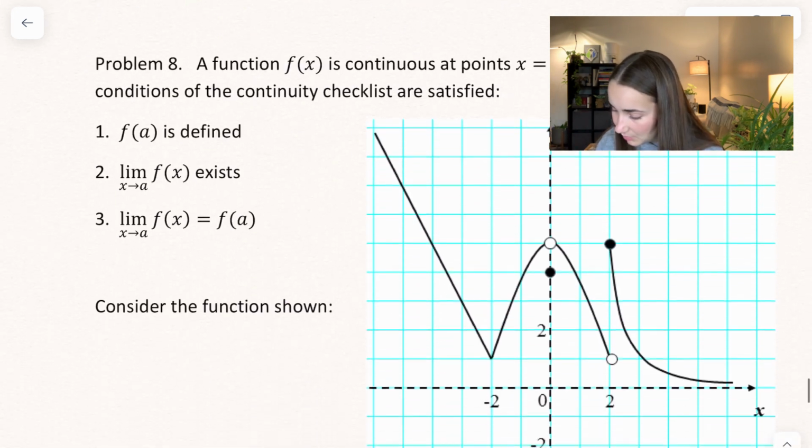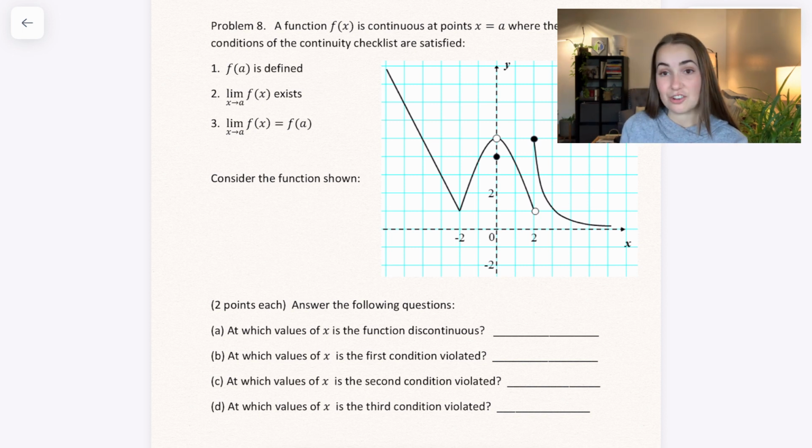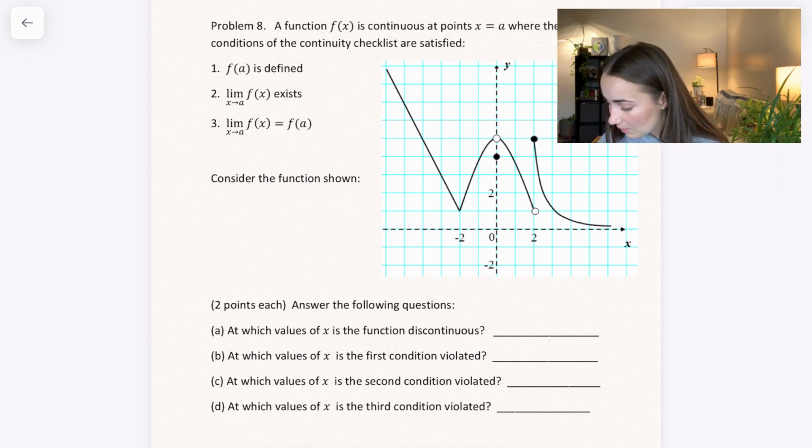Okay, so now let's go ahead and go on to problem 8. So here we're given a list that defines continuity. If all three of these are true, then a function is continuous. And we're going to go ahead and answer these parts. So first A, at which values of x is the function discontinuous? So remember, this is going to have to be where you lift your pencil. So I'm just going to go through it like I'm drawing with my pencil.